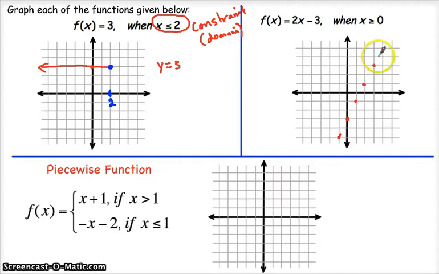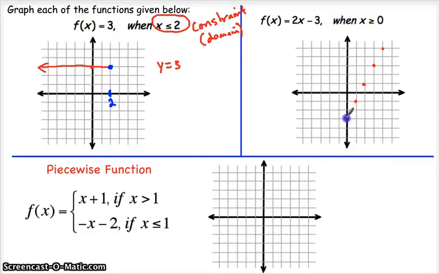Now before I draw my full line though, again I'm going to want to look at my constraint. For this one, on this graph, x needs to be greater than or equal to 0. Well, if x is 0 is the y-axis, and I only want numbers greater than or equal to 0, I don't want this point that I put to the left side. I'm going to get rid of that. I'm going to start my line where x equals 0.